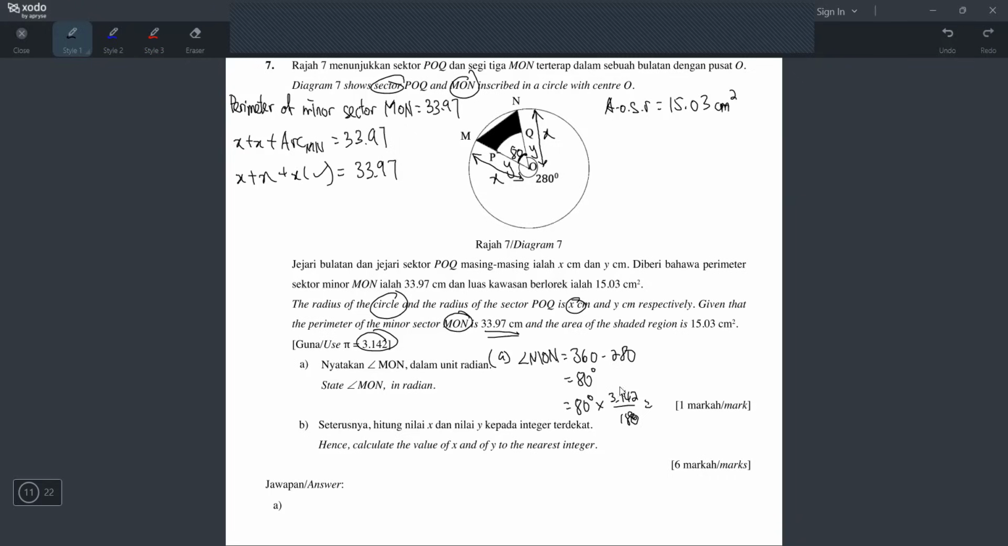Usually I always write 4 significant figures. You can write more if you want, but I always teach my students to write 4 significant figures. So 1.396 radians. Okay, this is my answer for A. So this one is only worth 1 mark.